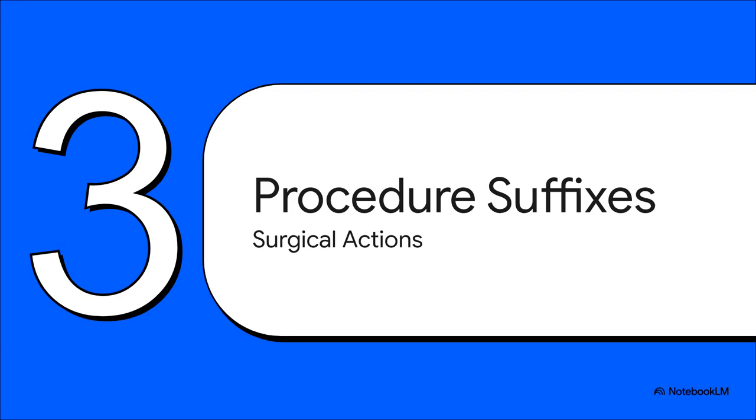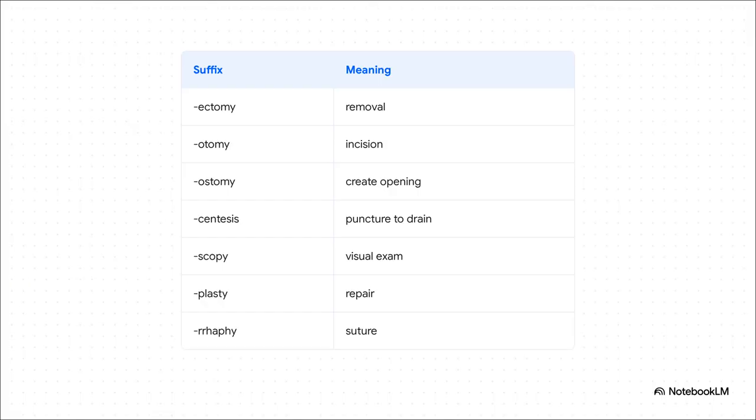Section 3. Procedure and intervention suffixes. Surgical actions. So these procedure suffixes are your absolute key to selecting the right CPT surgical category. Listen to this. If a surgeon takes it out, it's an ectomy, or removal. If they just cut into it, it's an otomy, or incision. But what if they're creating a brand new opening? Well, that's an ostomy. Now, if they use a needle to puncture and drain fluid, you're looking at a centesis. Looking around with a camera, that's a scopy. Reconstructing or repairing tissue is a plasty, and simply suturing things up is rraphy. Every single one of these endings connects directly to the core physical action described in the operative note.